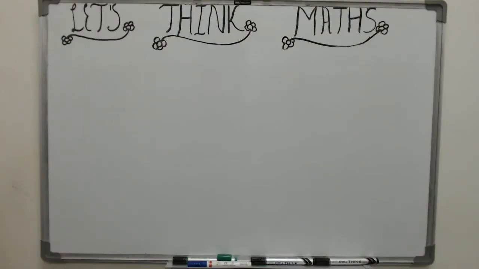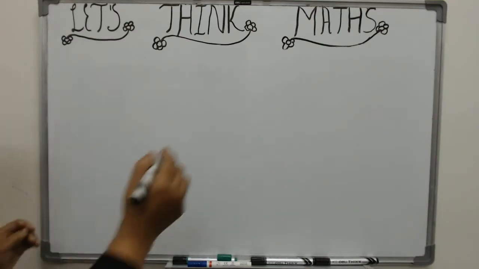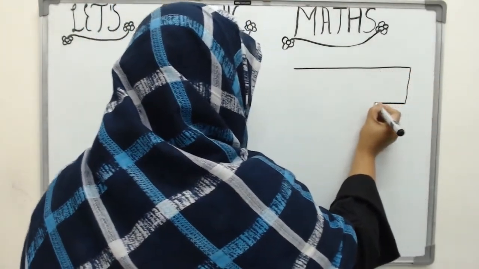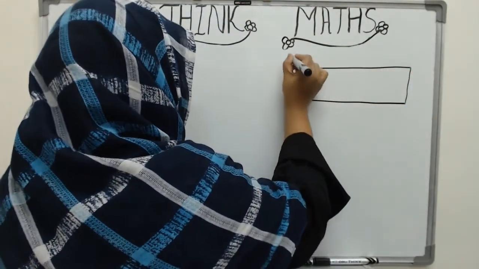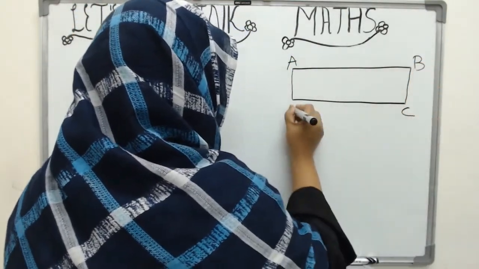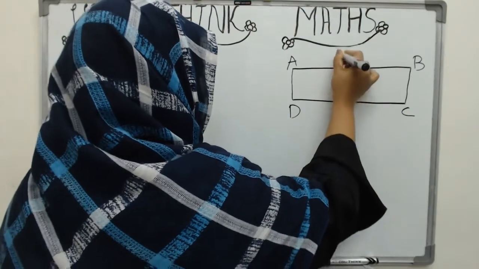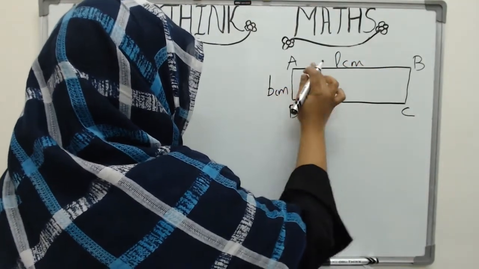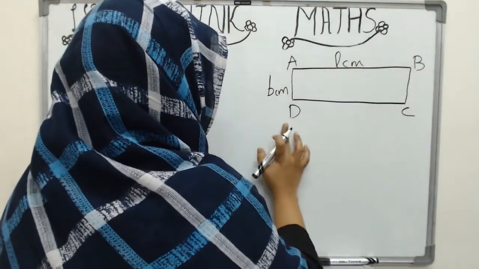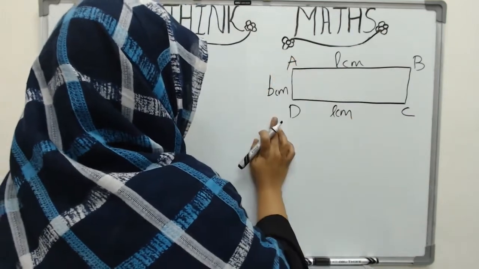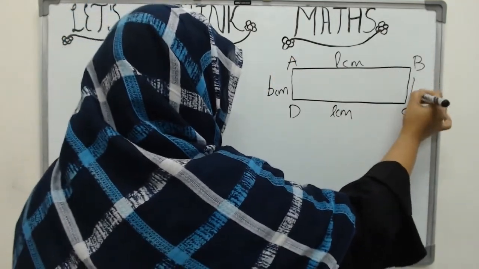In this class, let us learn about the perimeter and area of a rectangle. As you know, a rectangle is a quadrilateral whose opposite sides are equal. Now consider this rectangle ABCD. Suppose its length is L centimeter and its breadth is B centimeter. Then if AB is L, then DC will also be L. If AD is B, then BC will also be B.